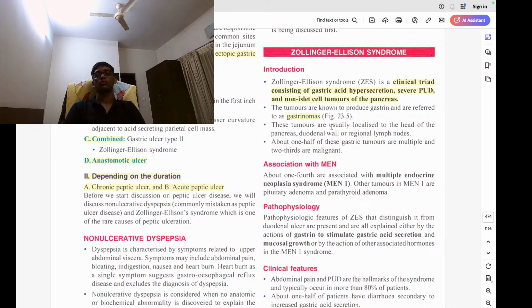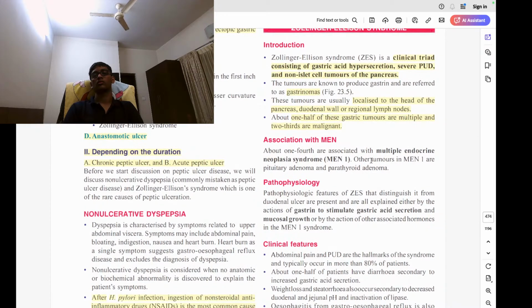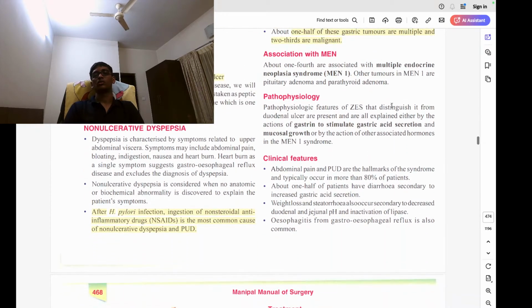The tumors are localized to the head of the pancreas, either adenoma or carcinoma. They are often multiple, and two-thirds are malignant. It is associated with MEN1. Others in MEN1 are pituitary adenoma and parathyroid adenoma.